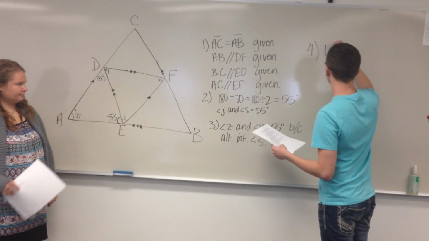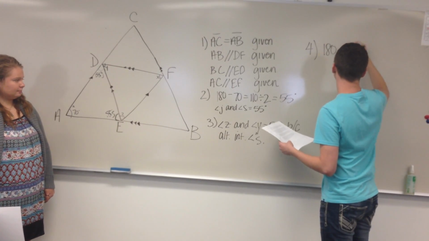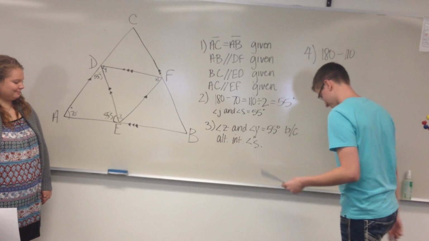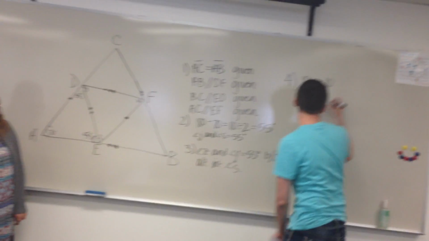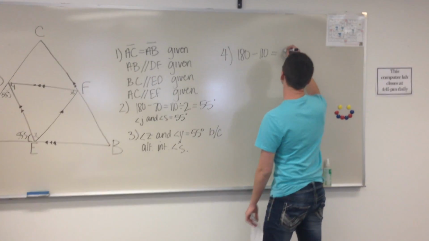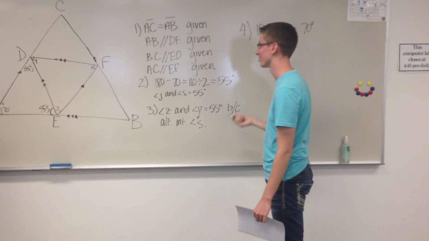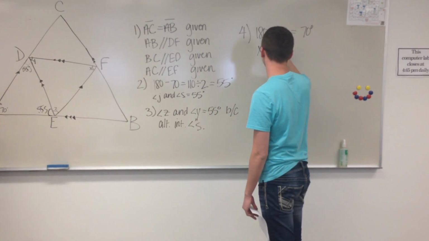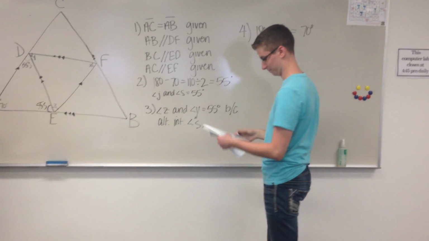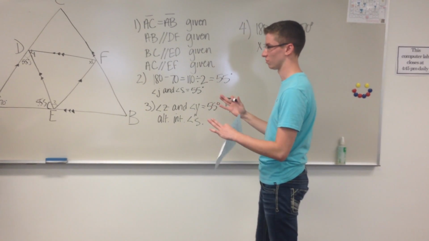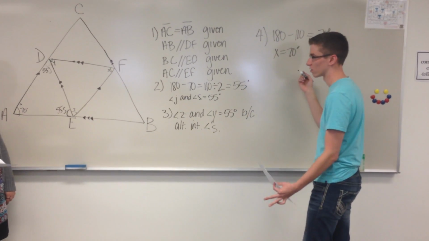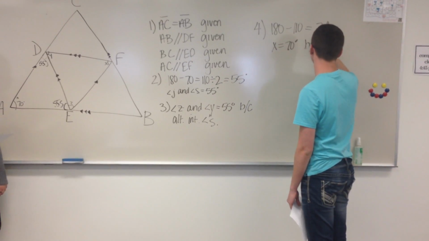So you take 180 minus 110, which is equal to 70 degrees. So since x is the last angle that we have to figure out, we know that x is equal to 70 degrees. And we know that, like I said, from the angle sum of a triangle. So that would be the rule that you would put down for that.